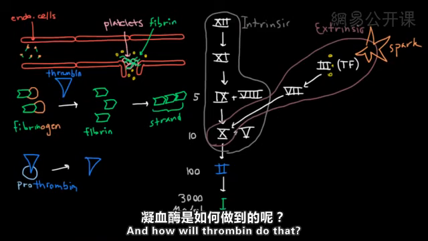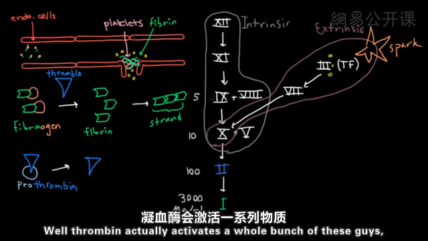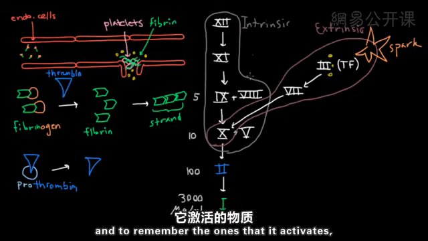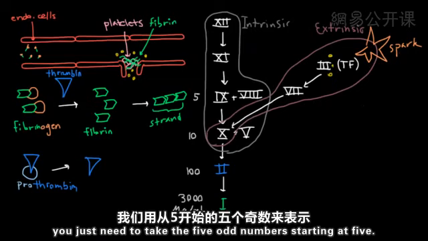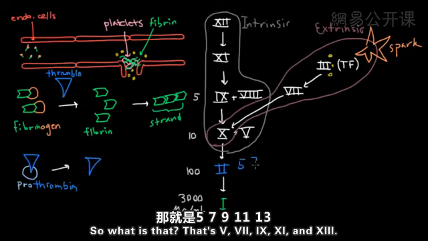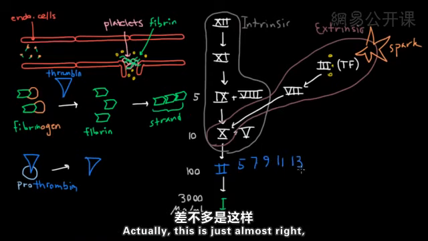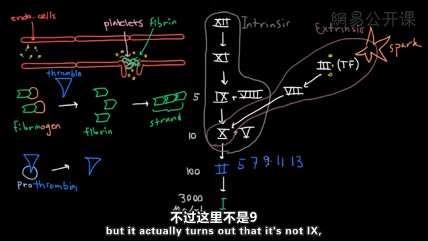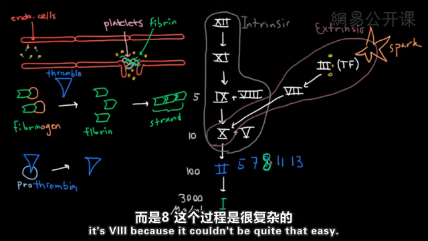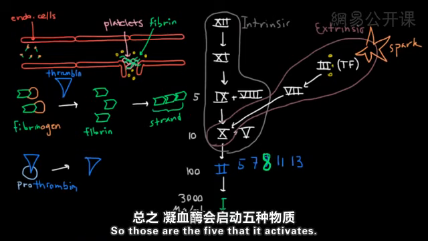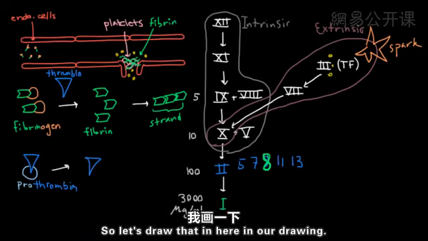And how will thrombin do that? Well, thrombin actually activates a whole bunch of these guys, and to remember the ones that it activates, you just need to take the 5 odd numbers starting at 5. So what is that? That's 5, 7, 9, 11, and 13. Actually, this is just almost right, but it actually turns out that it's not 9, it's 8. Because it couldn't be quite that easy. So those are the 5 that it activates. And so let's draw that in here in our drawing.